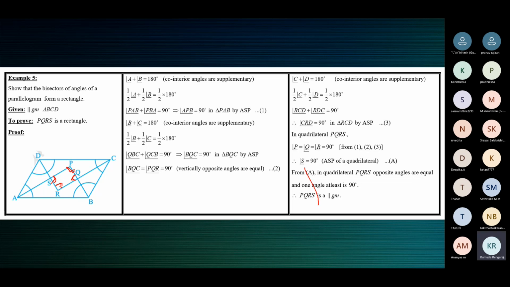Now in the parallelogram PQRS, one angle is a right angle. All angles are right angles, but at least one right angle is needed to satisfy the definition of a rectangle. A parallelogram in which one angle is a right angle is a rectangle. Is one angle a right angle? Yes, angle P is 90, or Q is 90, R is 90, S is 90, any one. Therefore, it satisfies the definition of a rectangle. Therefore, PQRS is a rectangle.